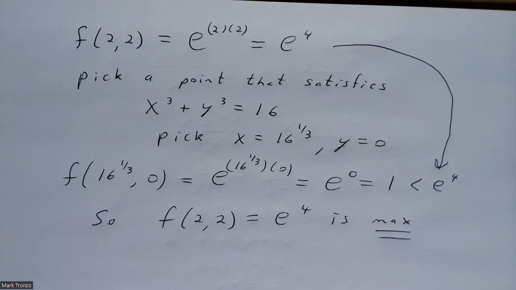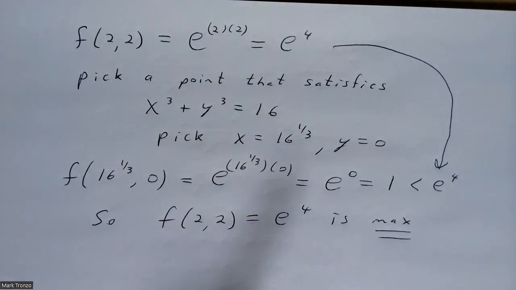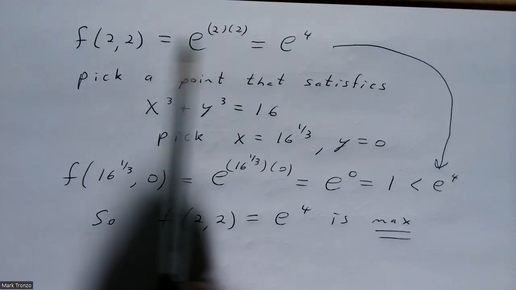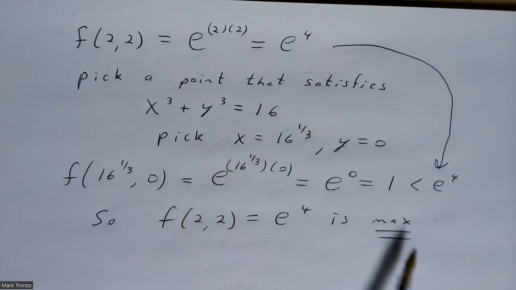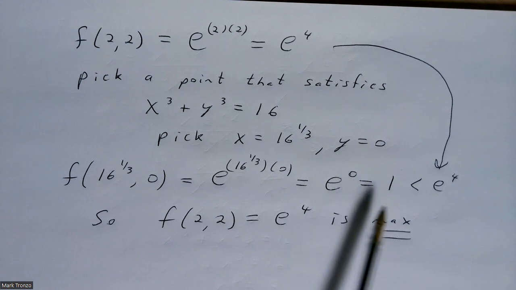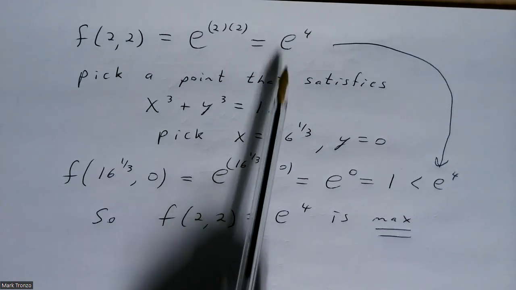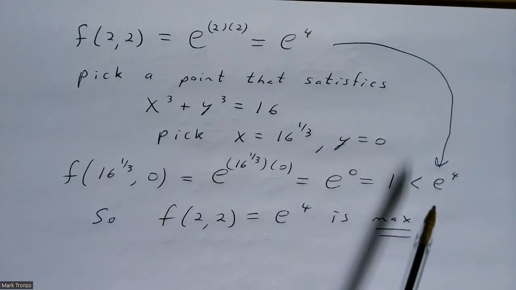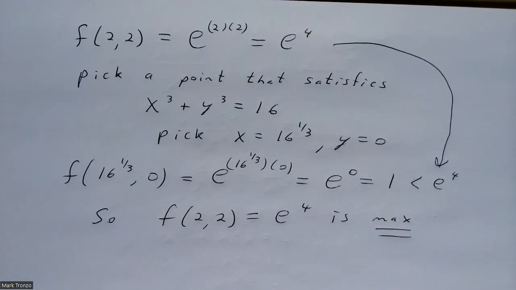Remember, if we had had 2 points and they came out and they produced different function values, then we could conclude that one of them was a max and one of them was a min. But this time we just had 1 point and it gave us just one function value. And so we had to pick another point on the constraint and see if that value ended up greater or less than we found here. It ended up less than, so that means that the point we found had to be a max.